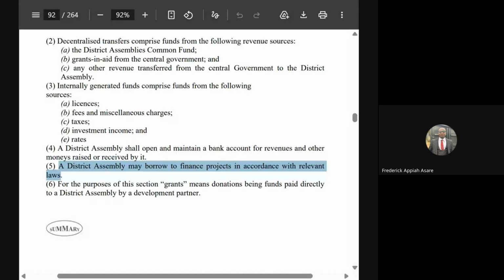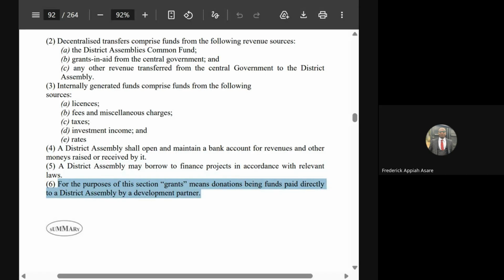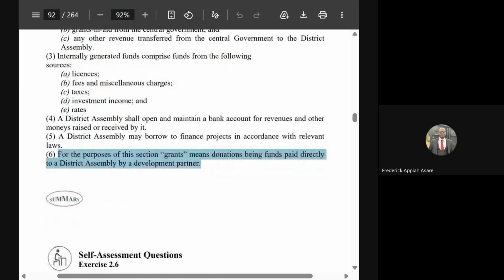of the loan. And for the purpose of this section, grants means donations, being funds paid directly to the district assembly for development or by a development partner.